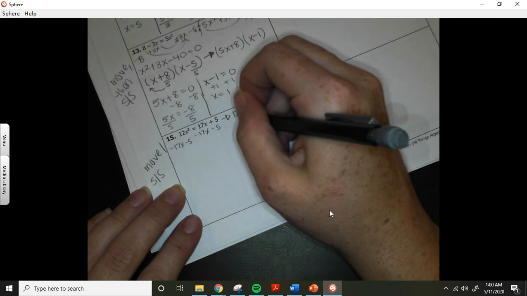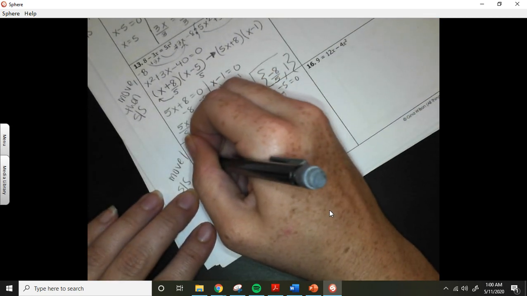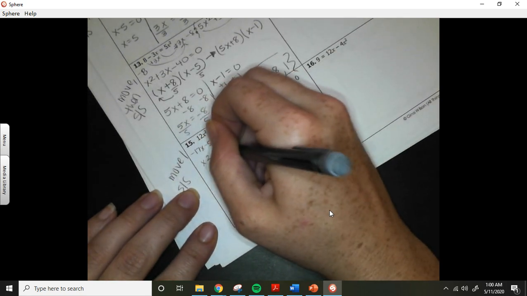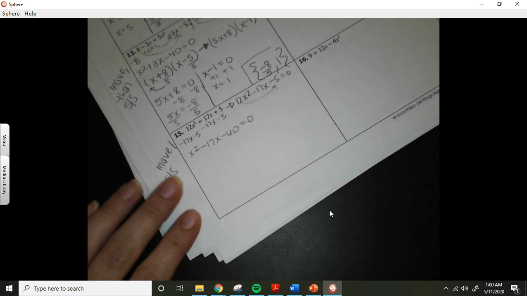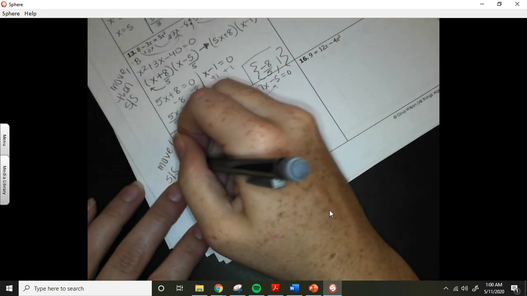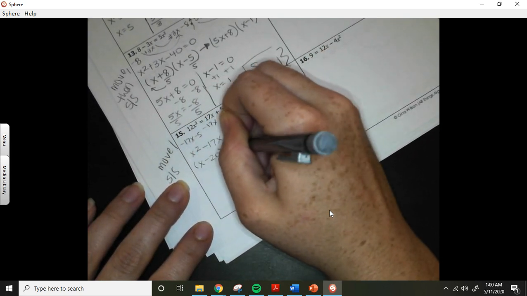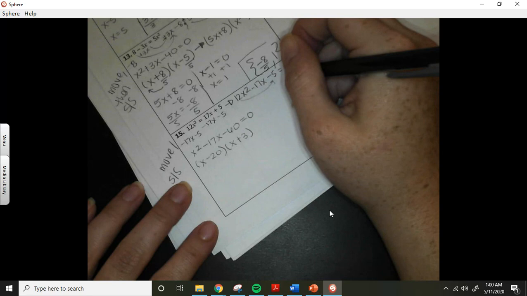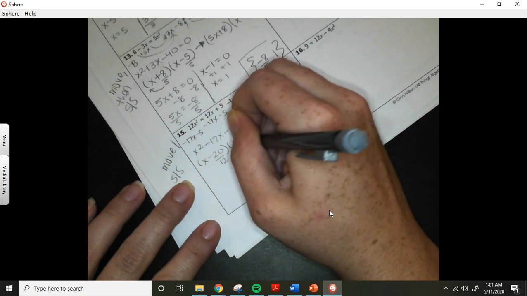So I'm going to slip this 12 over. Oh, this one's going to be fun. x squared minus 17x minus 60 equals 0. Oh, good. 20 and 3. Oh, not as hard as I thought. So x minus 20, x plus 3, and then we slipped a 12. So now we've got to divide by 12 and reduce.